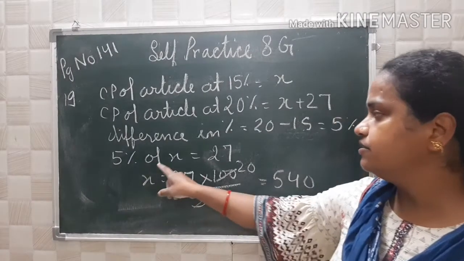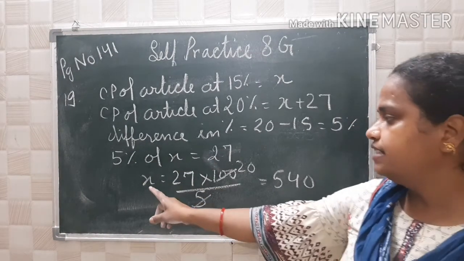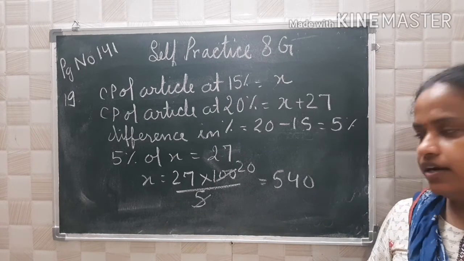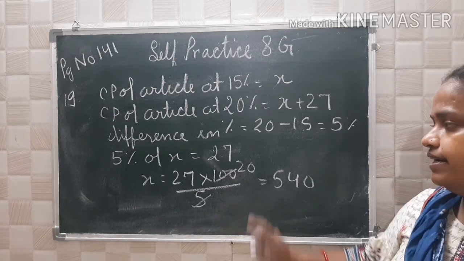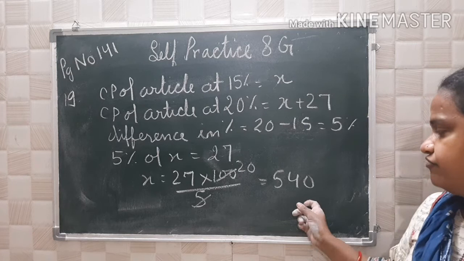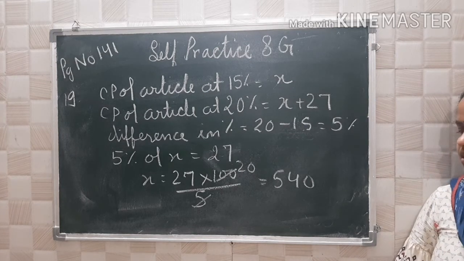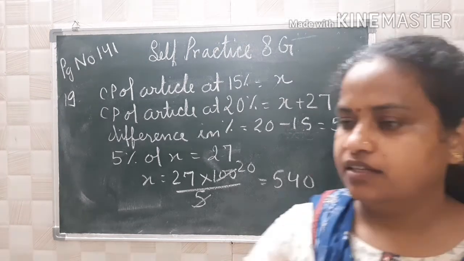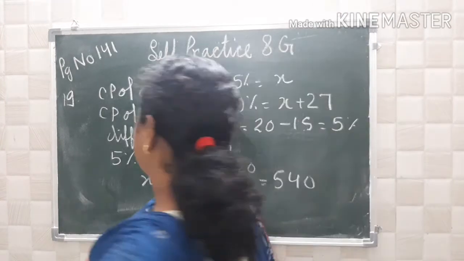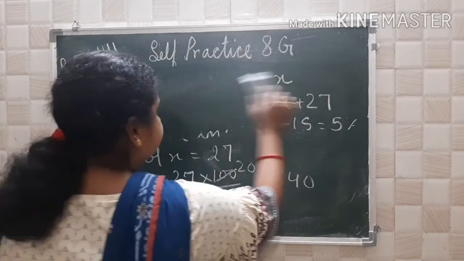So 5% of X is equal to 27. So X will be equal to 27 into 100 upon 5. 5 20s are 100 and 27 20s are 540. So what will be your answer? Rupees 540. Now see the last question, question number 20.